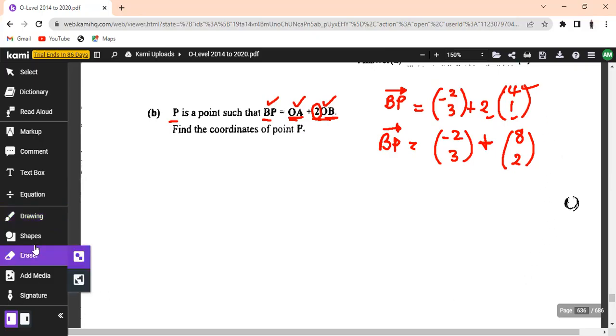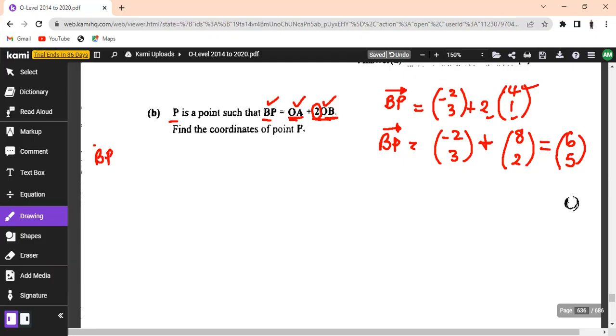So if we add these two, we are going to obtain minus 6 plus 6, because it's minus 2 plus 8, so it's going to be positive 6. 3 plus 2 is going to give us a positive 5. All right, so in actual sense, I want you to see what the question was supposed to be. It was supposed to say, given that BP is equal to, because that is what you're given. This is your BP, which is this expression, and we got that it's 6, 5. So they were supposed to give you a question like this.